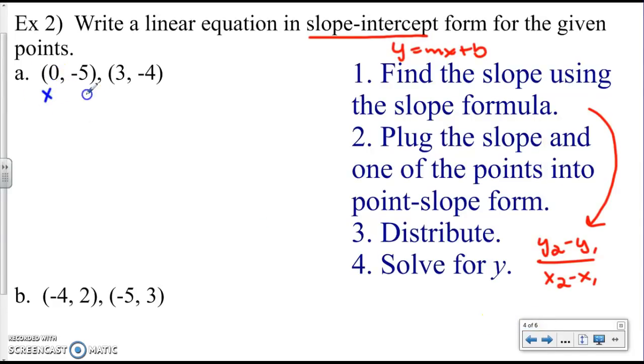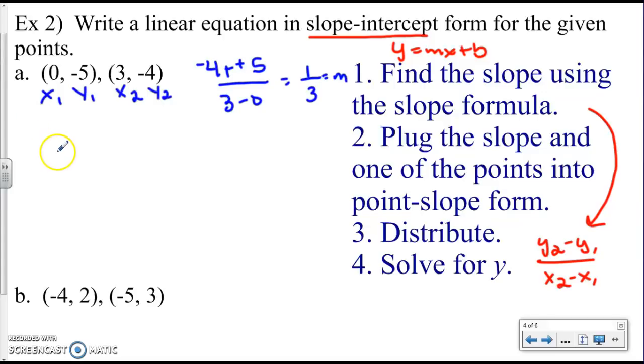So I have x, y, 1's for the first one and 2's for the second one. So I'm going to plug that in. y2 minus y1 over x2 minus x1. Make that plus a positive. So negative 4 plus 5 is 1. 3 minus 0 is 3, so there's our slope.